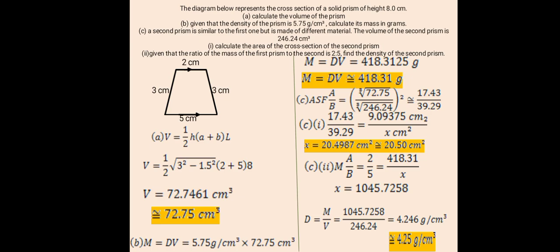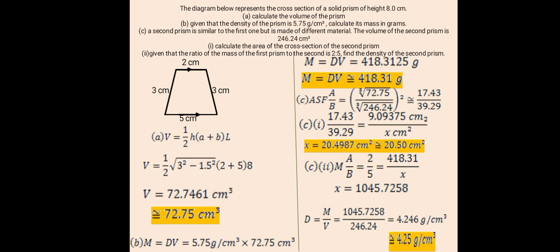Part 2 of C, we are told to find the ratio of the mass of the first prism and the second. Now the ratio of their mass is 2/5. Now, equating and solving, we find that the mass of the other object is 1045.7258. Now, that's a scale factor measuring the mass. We have been told it is 2 to 5. So we just relate and find the mass of the other.